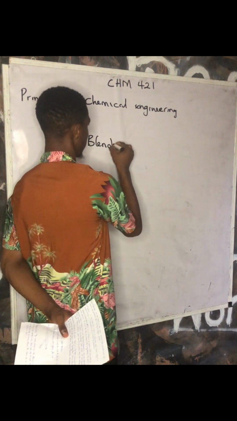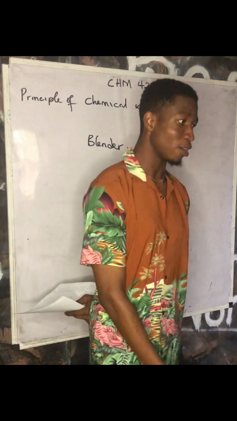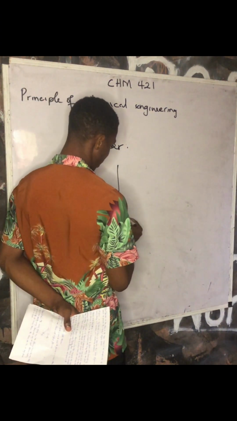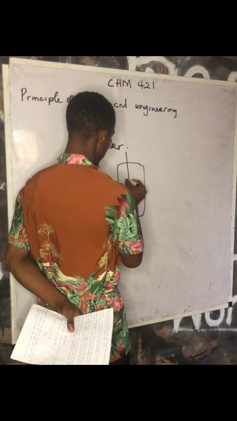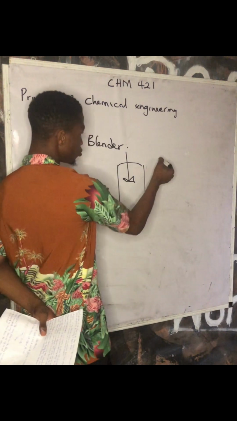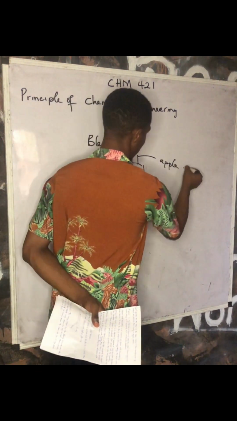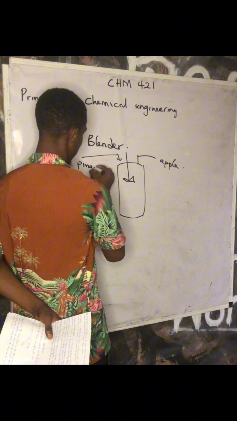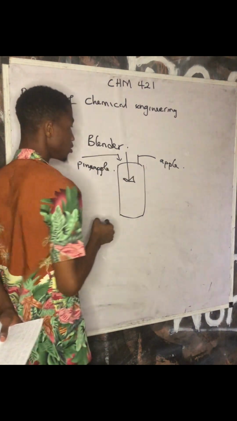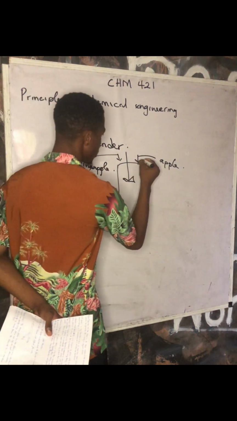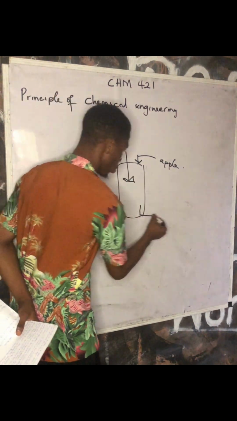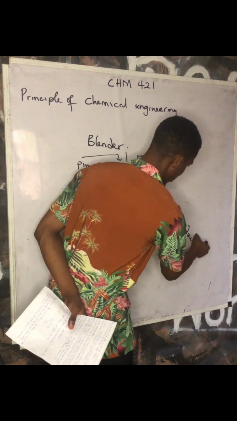For example, we all make use of a blender, right? In our house. For those of you that like fruity drinks a whole lot, you take a blender like this and you put maybe apple, then maybe pineapple, and any other thing you want to put. Then you blend with this machine here. When this blends, you collect the product. Is that not it?